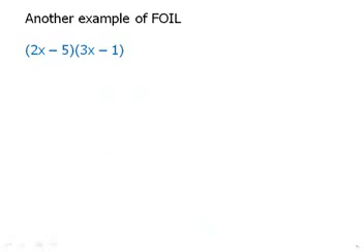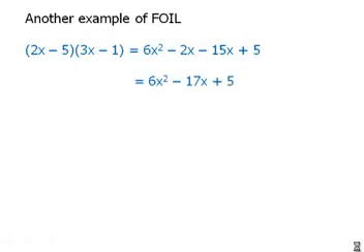Here's another example of foiling. So again, two binomials, this time involving subtraction. So the first would be 2x times 3x, that would be 6x squared. The outer would be 2x times negative 1. We have to remember to include the negative, so that would be negative 2x. Then negative 5 times 3x, that would be the inner, that would give us negative 15x. And then the final term, negative 5 times negative 1, gives us positive 5. And again, combine the like terms.